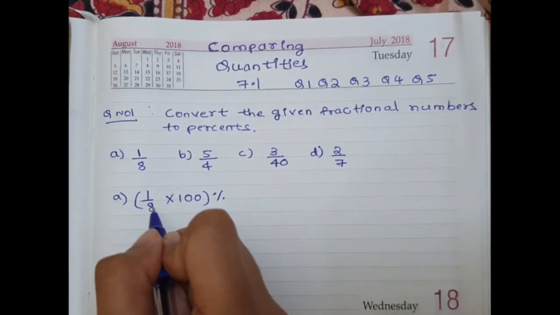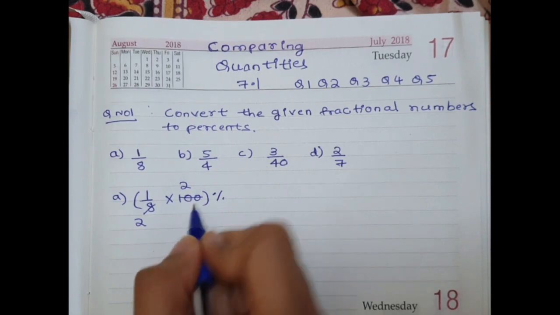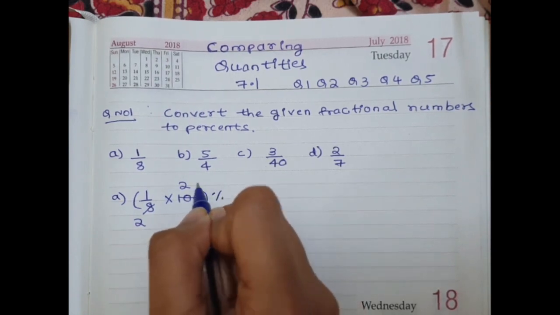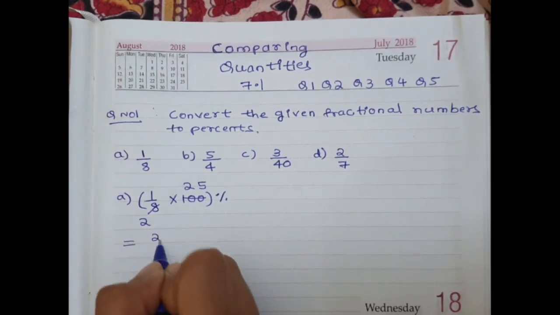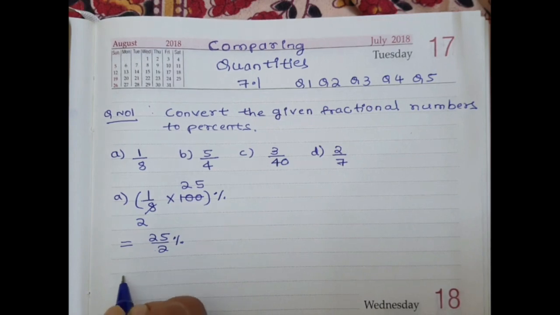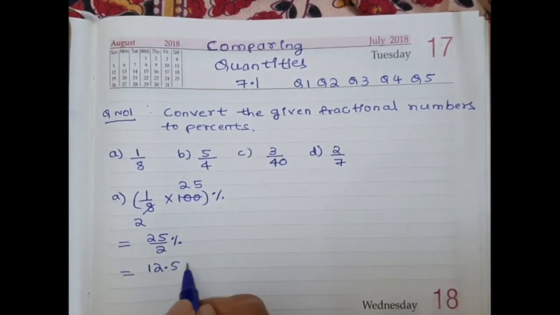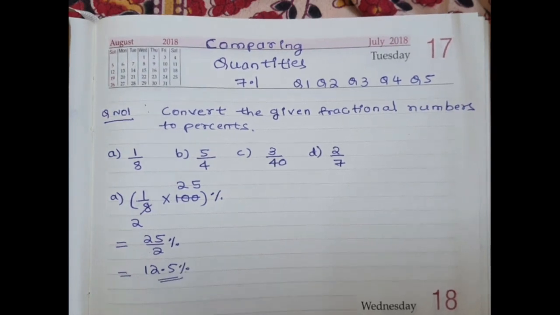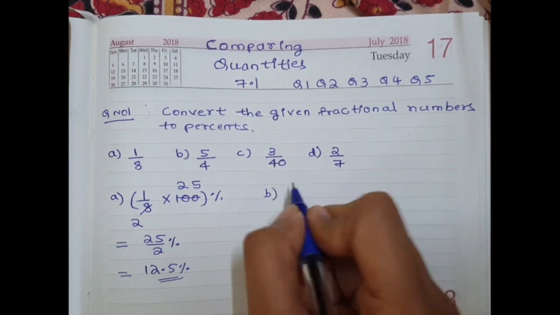Now we have to simplify this. 4 2s are 8, 4 2s are 8, and then we will be left with 20, 4 5s are 20. So we got 25 divided by 2 percentage. 25 divided by 2 can be simplified as 12.5 percentage. Do not leave this percentage symbol. This is very important.